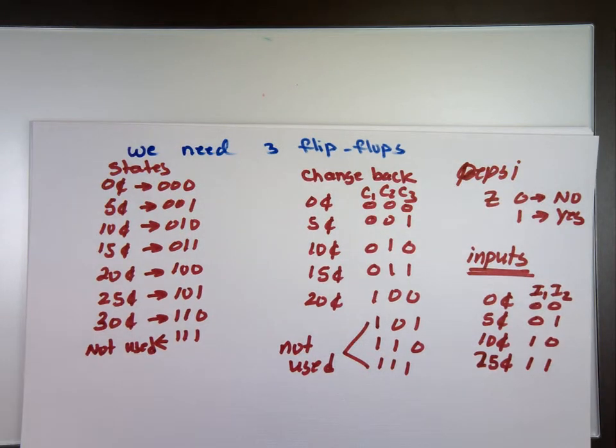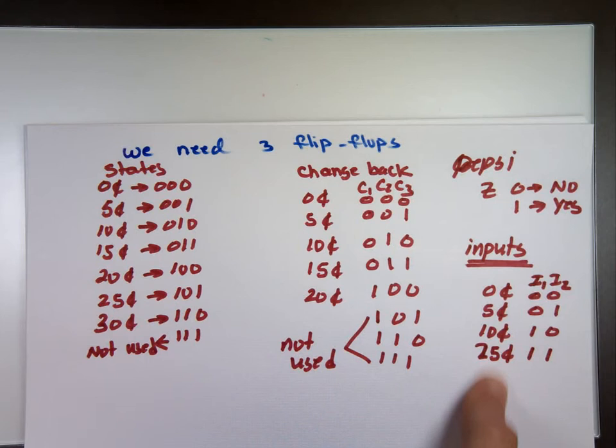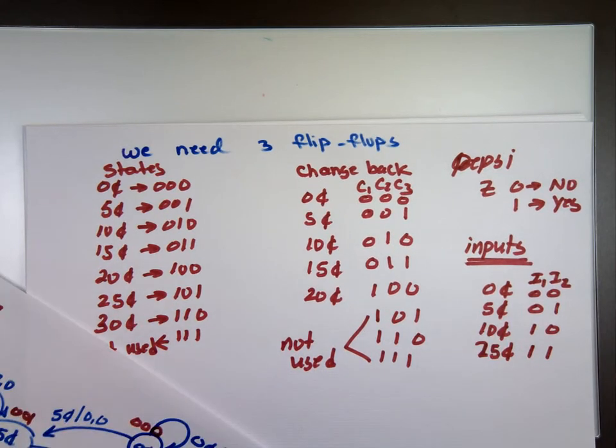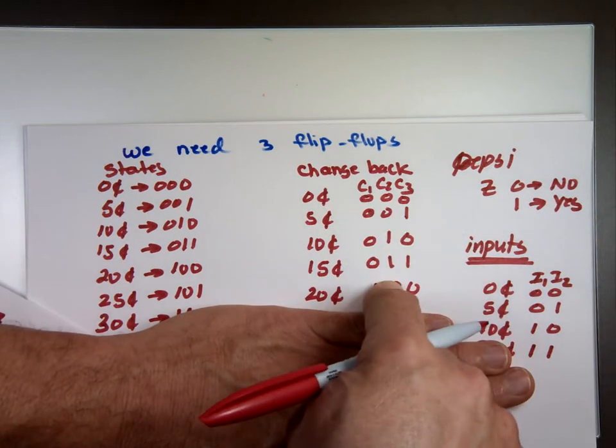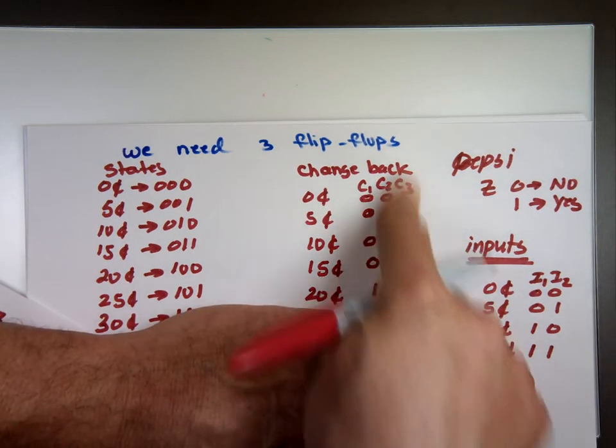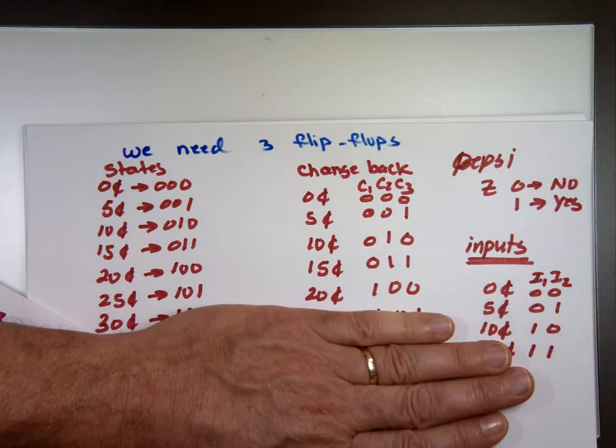Sorry, why are there 2 inputs again? Not 3? It's 4 choices, right? 2 to the second is 4. Oh, okay. Here we have actually 5. So 2 will not do it. 2 to the second is 4, and you have 5 options. So it has to be at least 3.